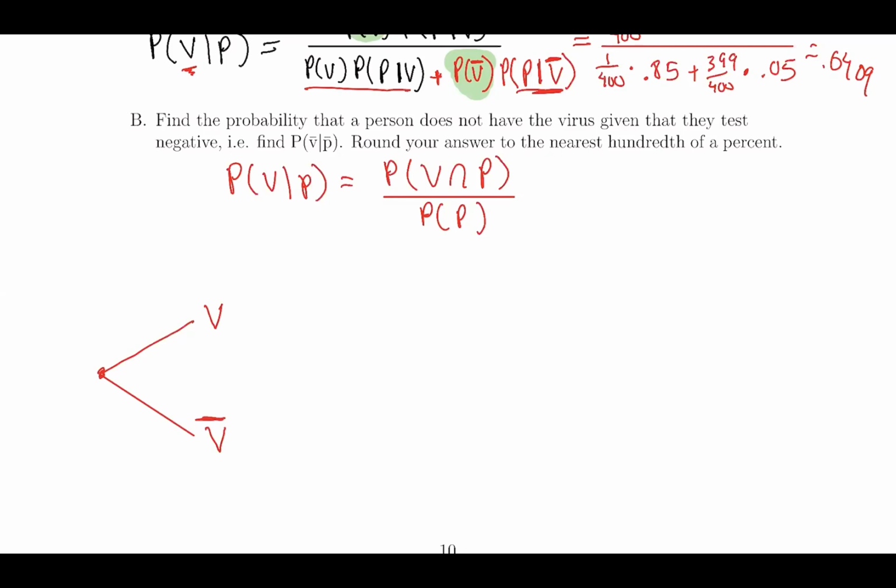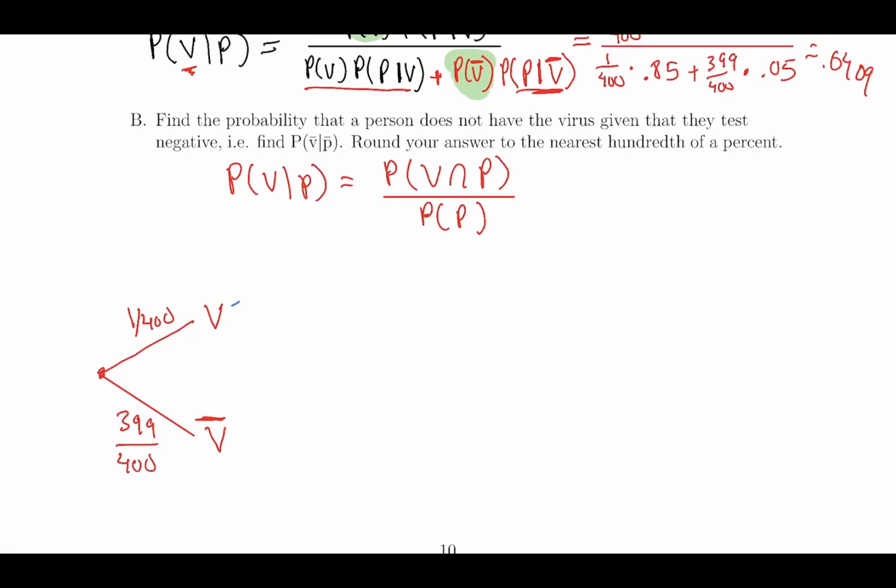So of the 400 people, how many people did we say have the virus? 1. Yeah, 1. So we'll put 1 out of 400 here. So I know 1 out of 400 people have the virus. That means I know 399 out of 400 people don't have the virus. So you always start off with the virus.